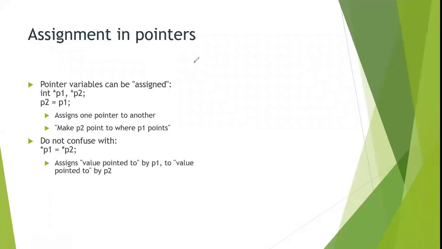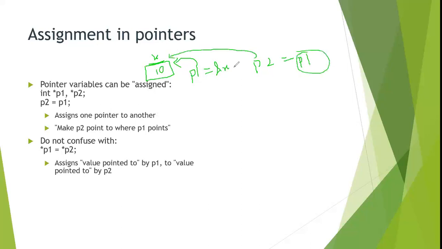So if I'm having P1 and there's a variable X which is having value 10, and P1 is pointing to X, and then I say P2 is equal to P1. In that case, what will happen? P2 will also start pointing to variable X, whom P1 is pointing to, because I'm making P2 equal to P1, so P2 will also do what P1 is doing, right?